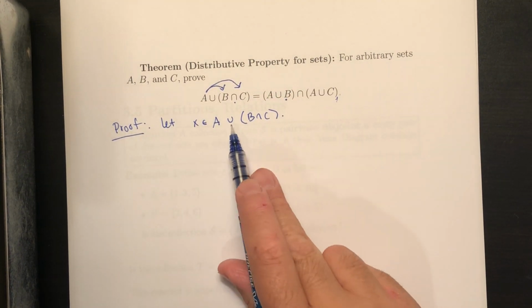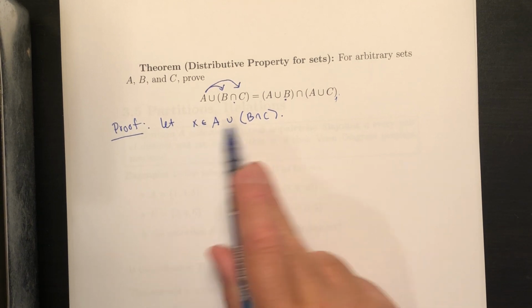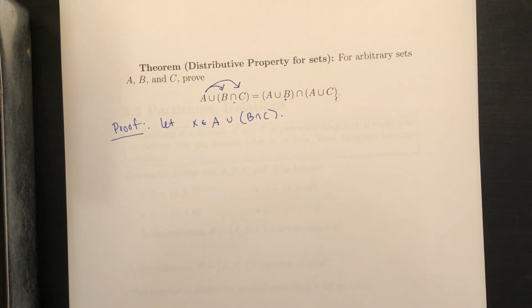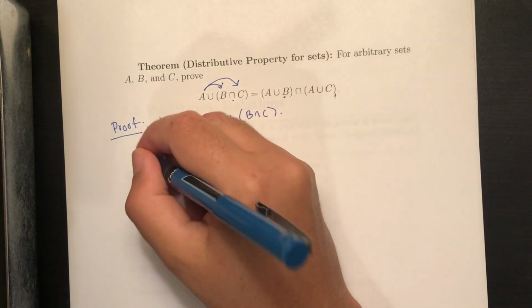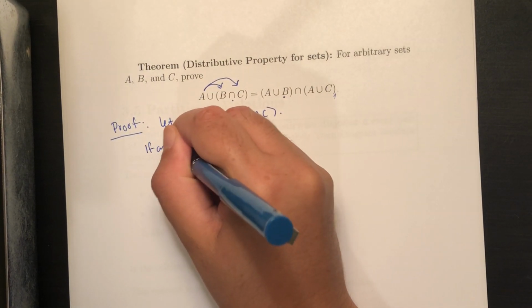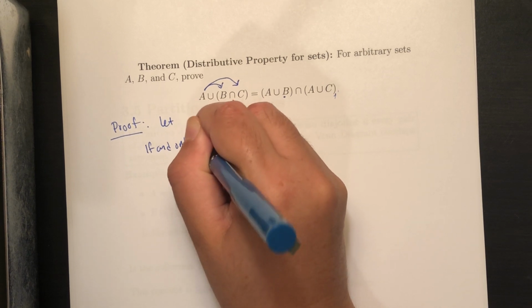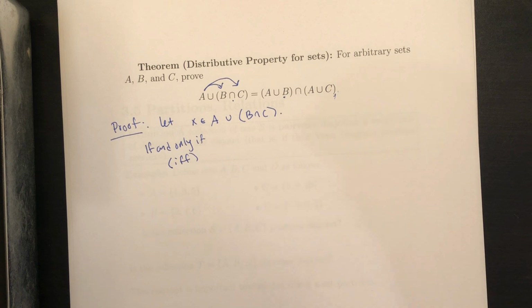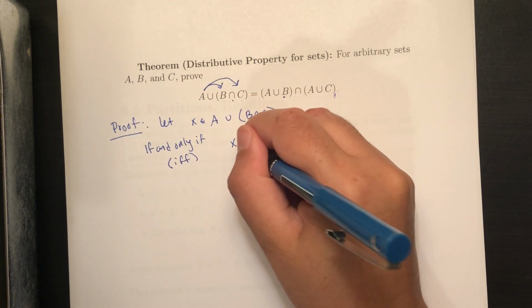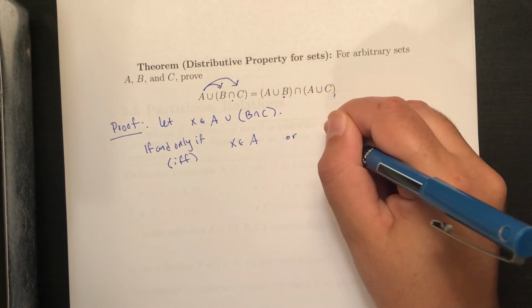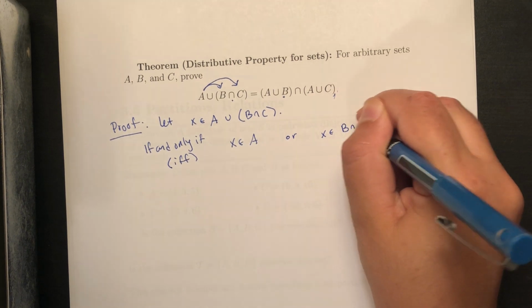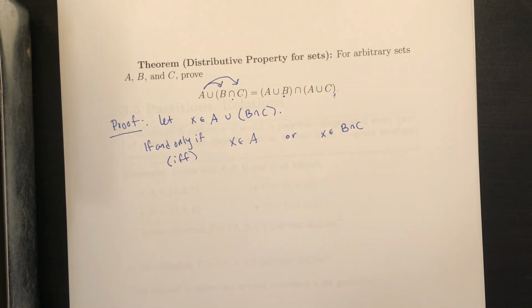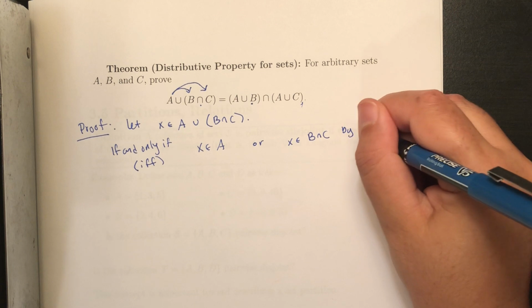Okay, well by the definition of union, this means X is an element of A or X is an element of B intersect C. But definitions are if and only if statements. So this is true if and only if, and sometimes it's easier to shorten this to IFF for if and only if, this is true if and only if X is an element of A or X is an element of B intersect C. That's by definition of set union.